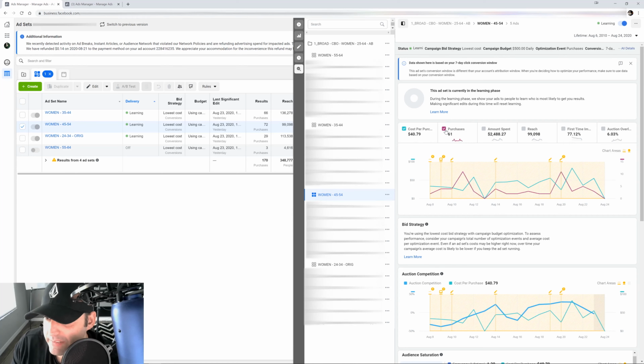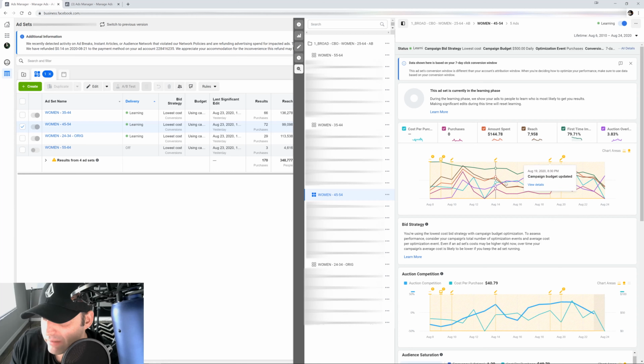So for example, if I want to see my number of purchases, right? I can see my cost per purchase and the number of purchases. So my cost per purchase went down here, but my purchases went up. So as you can see in this day, I had 11 purchases, right? And then if you want to compare the amount spent, you can see it on there as well. You can check your reach, your first time impression, which is very important, and your auction overlap, right?